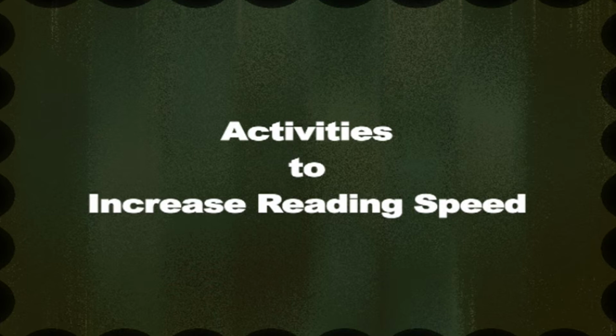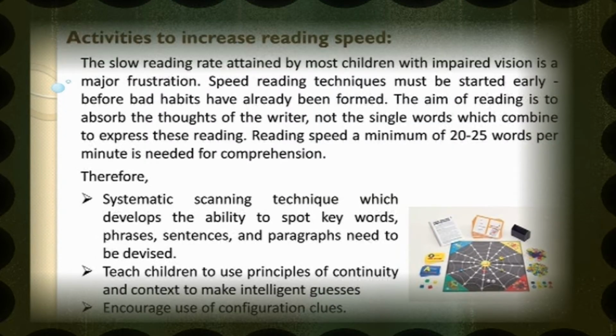Activities to increase reading speed. The slow reading rate attained by most children with impaired vision is a major frustration. Speed reading techniques must be started early before bad habits have already been formed. The aim of reading is to observe the thoughts of the writer, not the single words which combine to express them. A reading speed of a minimum of 20 to 25 words per minute is needed for comprehension.